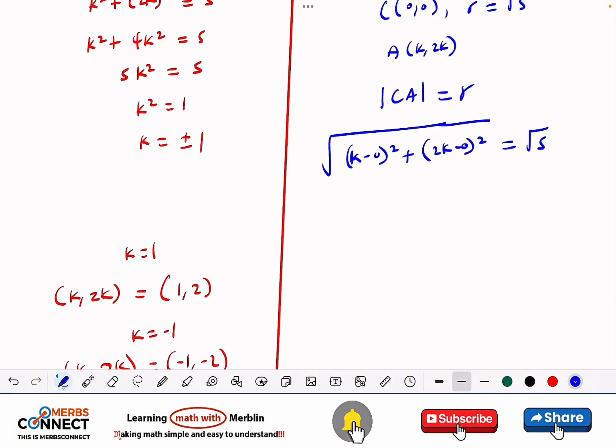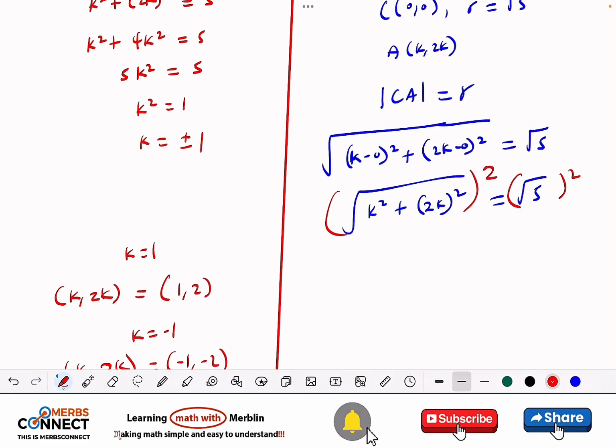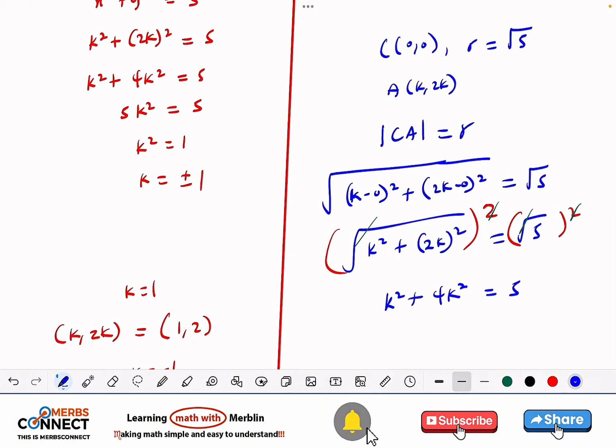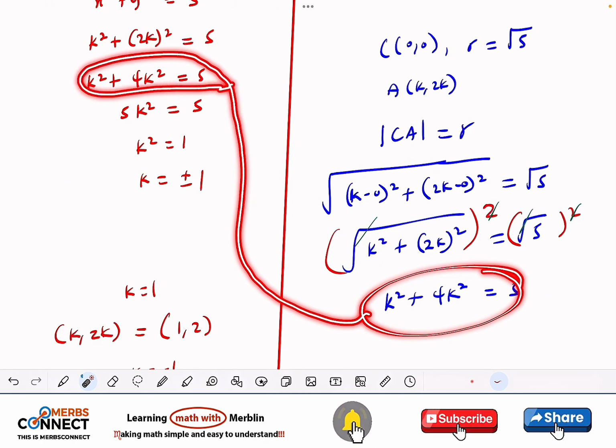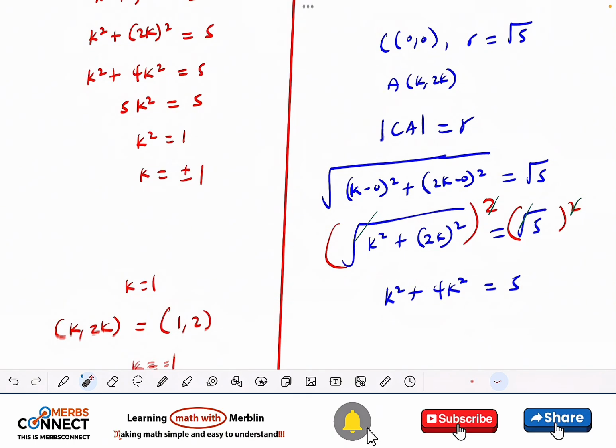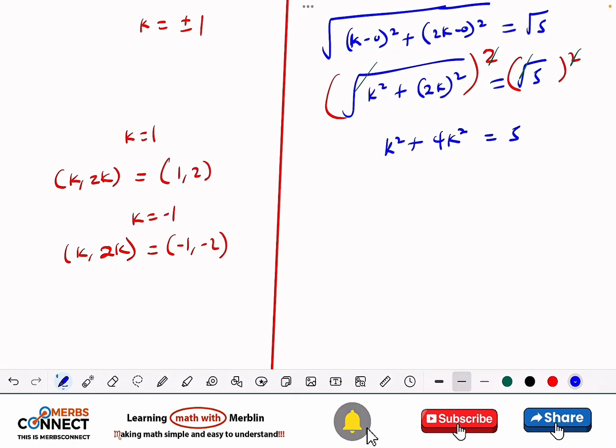Then this is going to be the root of k squared plus 2k all squared. When I square both sides, the square here will cancel the root, square here will cancel the root. So it will be back to k squared plus 4k squared is equal to 5, which is right here. So we are back, this is back to this. Can you see that? So k squared plus 4k squared is equal to 5. And the same thing gives us the same solution.